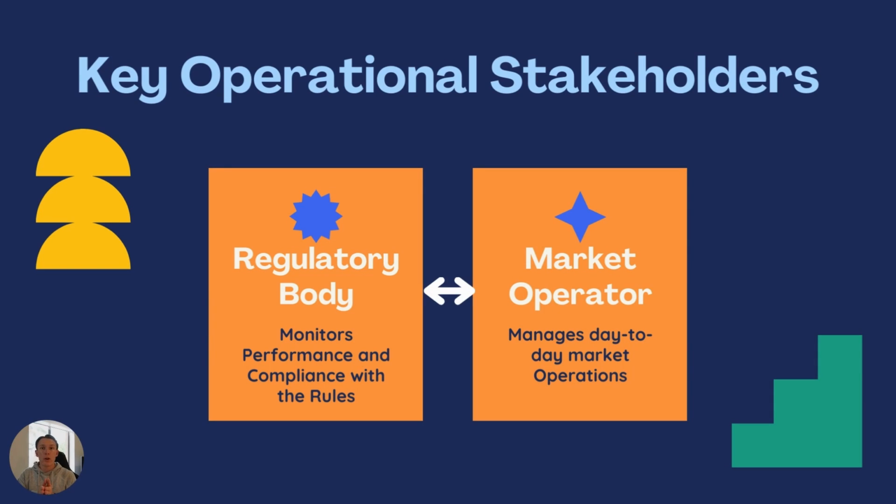Okay, so we've gone over the overall key infrastructure in Australia. Now let's get into the stakeholders that make this actually operate. When we're looking at any power sector across the world, essentially you will have 2 key stakeholders, or 3, but they will fit into these 2 categories. You'll have a regulatory body, which monitors performance and compliance with the rules, and a market operator, which manages the day-to-day market operation.